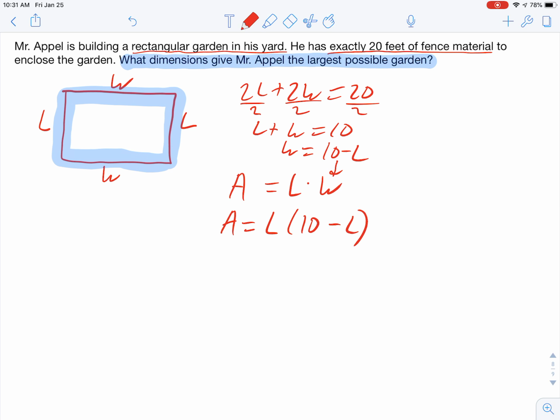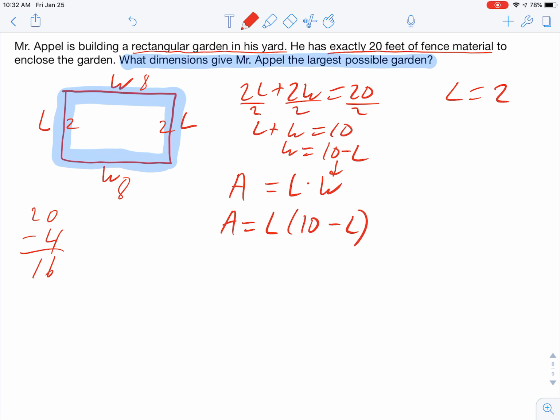It makes sense because if I tell you the length, let's just pretend, I'm going to make up a number. If the length was 2, going over to our figure here, then this would be 2 and this would be 2, which would be 4. If I only have 20 feet of fence material, if those two make 4, if I subtract from 20, I'm left with 16, but those widths have to be the same, so they would have to be 8 and 8.